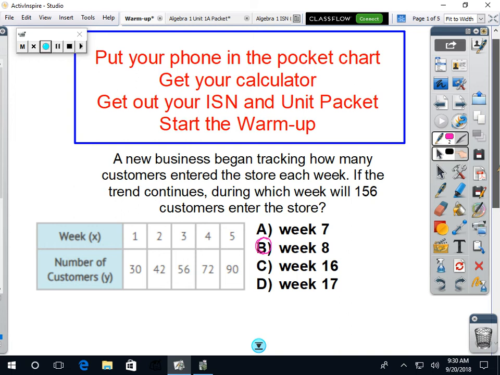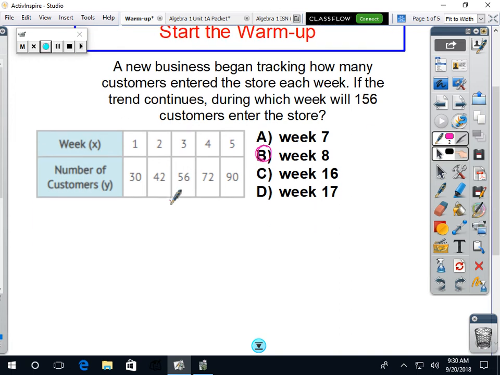Okay, so there was a pattern, a trend. It's not linear because it's not adding the exact same number every time, but there is a pattern you could look at. First, from week 1 to week 2, it was an increase of 12 customers. Then from week 2 to week 3, it increased by 14 customers. Then from week 3 to week 4, it was an increase of 16. And then from week 4 to week 5, it was an increase of 18.